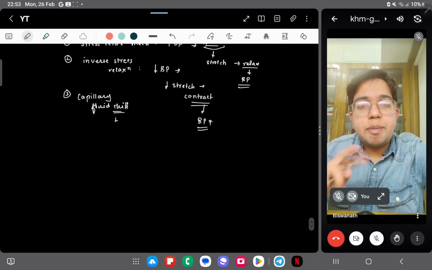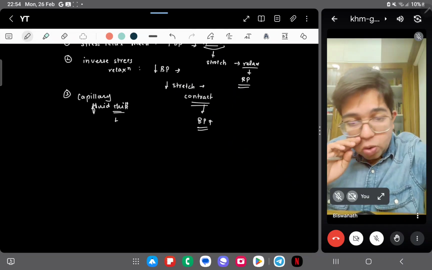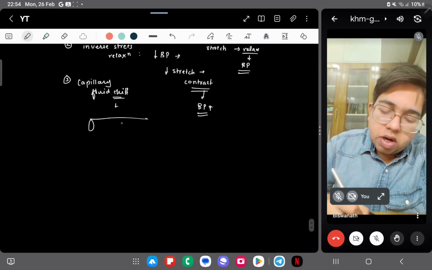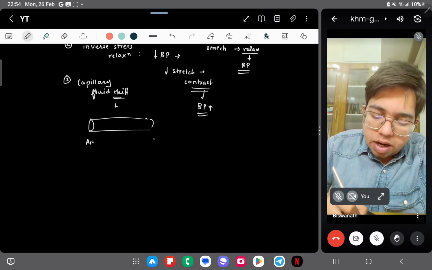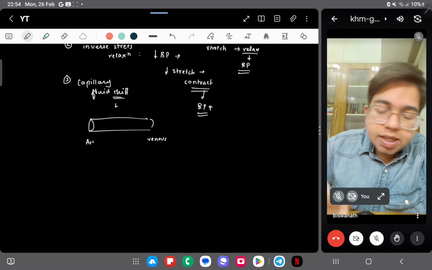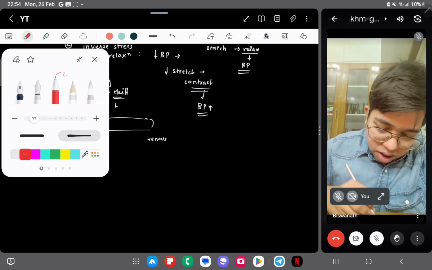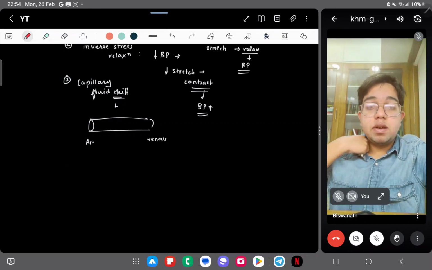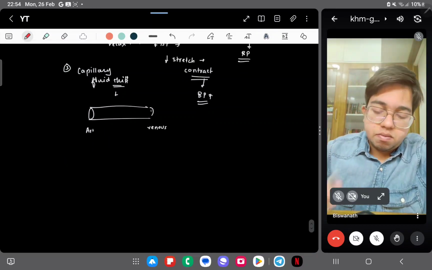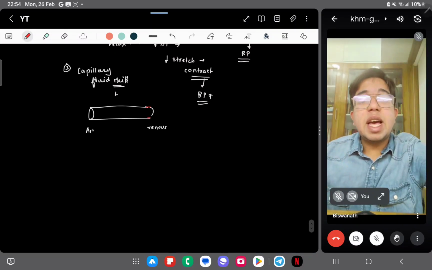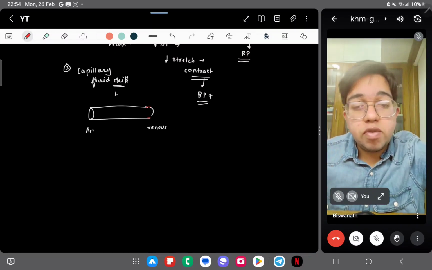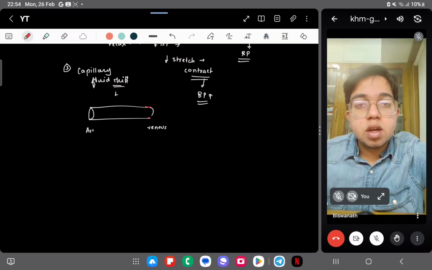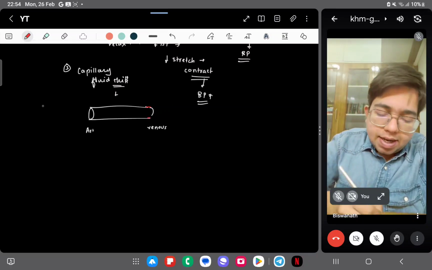You know about the capillary forces and all. I'm not going into this detail. We have something called the arterial end and the venous end. I'm discussing it in a short span, so it is difficult to go into much detail about the capillary forces. We don't need that in this topic. Just understand the basics and that's enough.